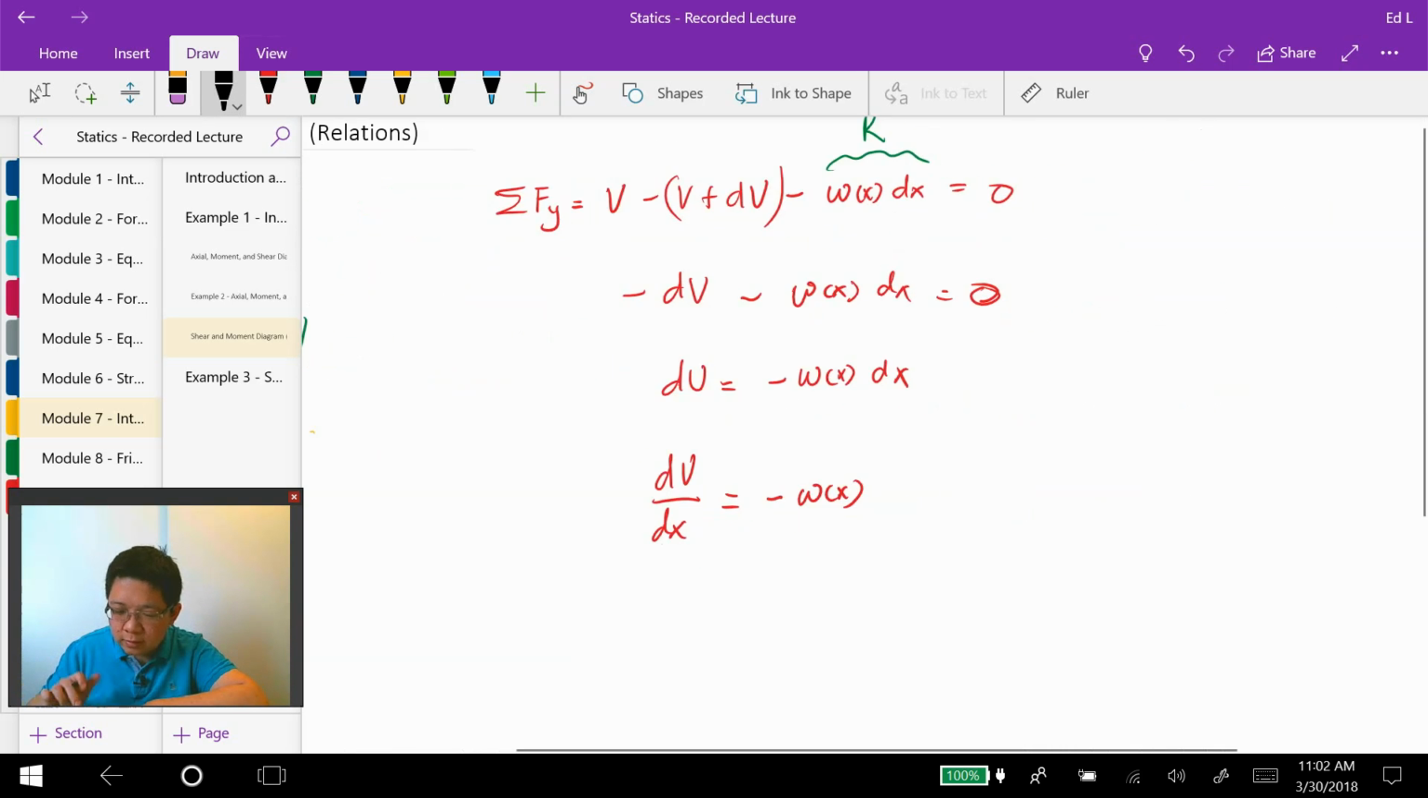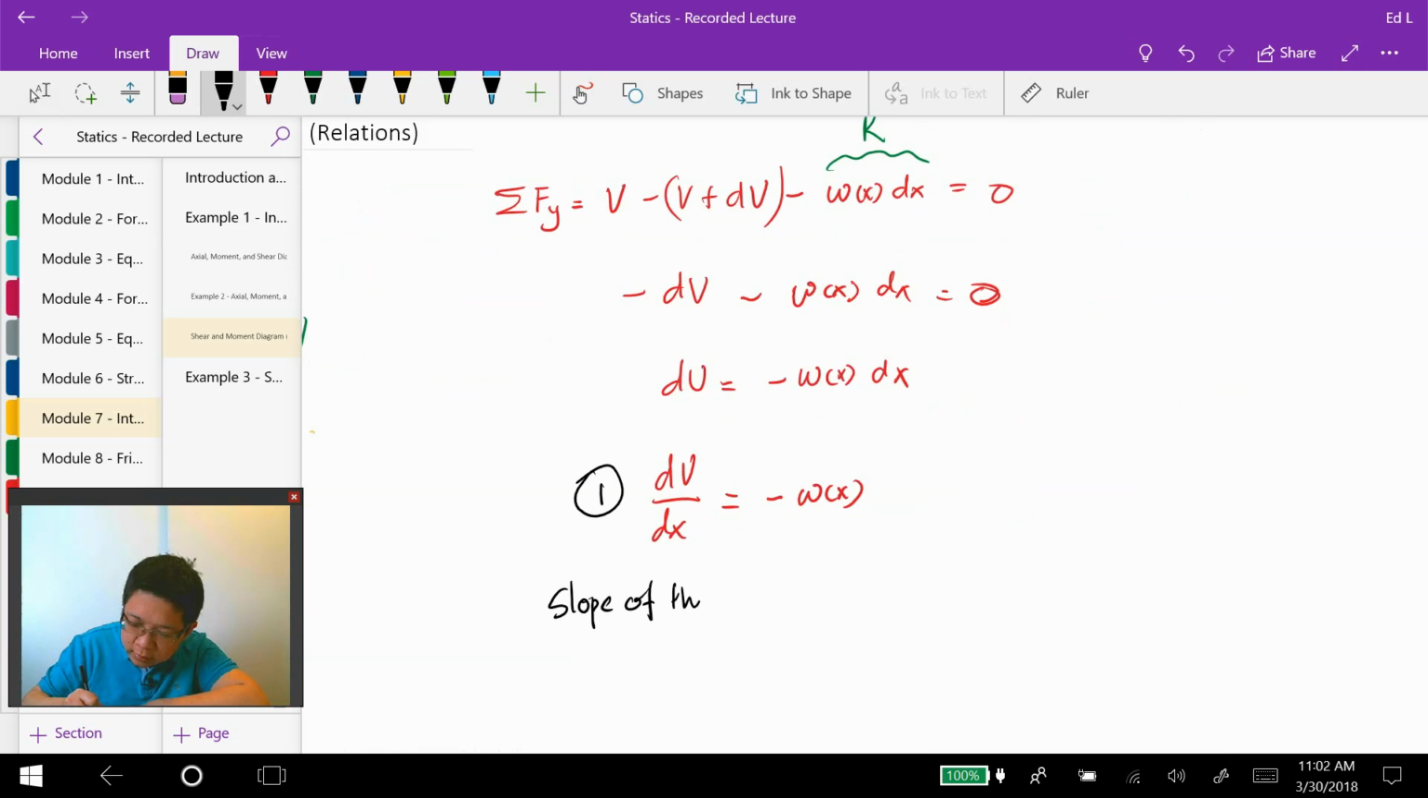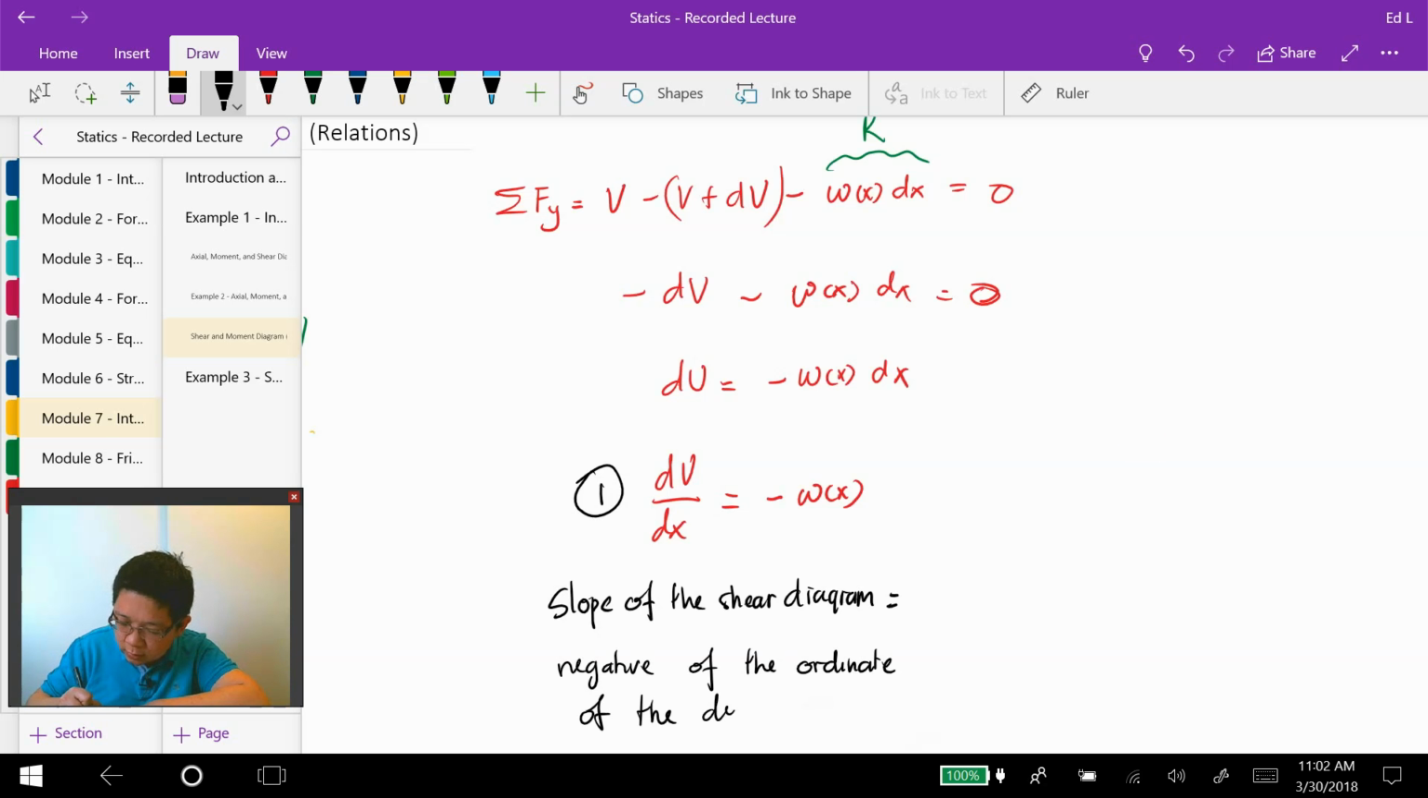We are going to use this expression to state our first rule: the slope of the shear diagram is equal to the negative of the ordinate of the distributed force. So the slope of the shear diagram is equal to the negative of the ordinate of the distributed force.